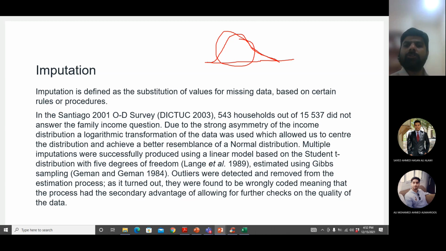So for example, your data follows a normal distribution. We have an equation for the normal distribution, so missing values will be calculated from the equation of the normal distribution. This is what we call imputation.